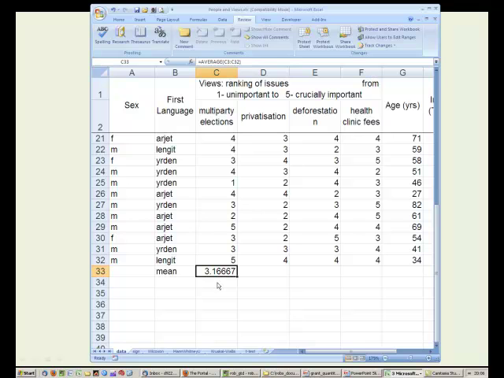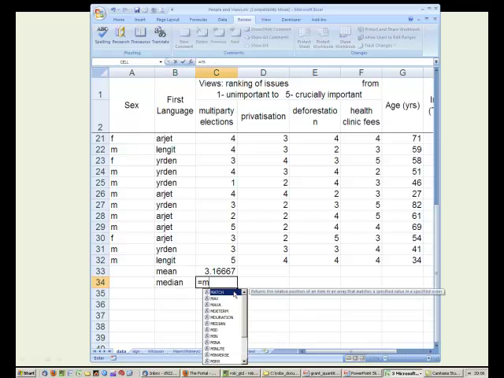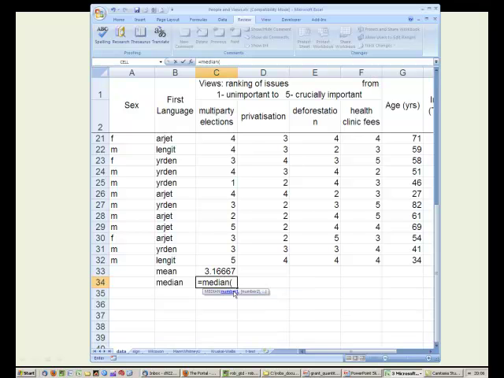Now there's another kind of average I could have used, which is the median. To get that in Excel, you just type in equals median. And you have to put the same thing in there, C3 up to C32. That tells it where the numbers are. Press enter. The median's 3.